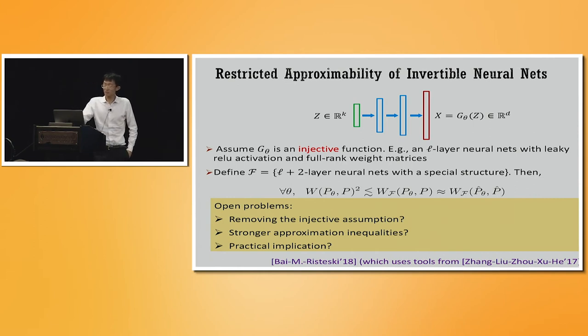It's not that easy to find a network with injective assumptions. You have to make the weights well conditioned and design a network in a way so that it always increases the dimension. So the open question is whether we can remove such an assumption, whether we can prove stronger approximation inequalities, and whether we can use this to achieve better practical results.